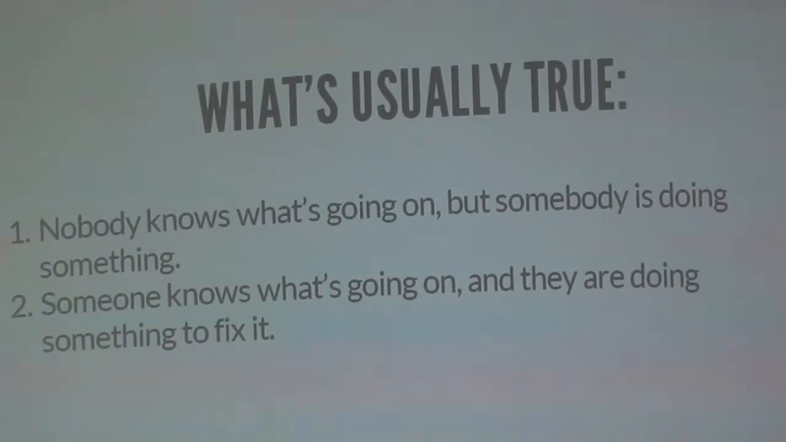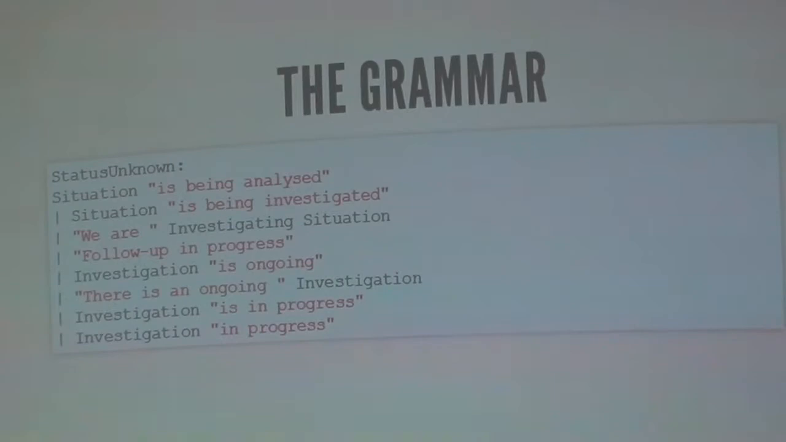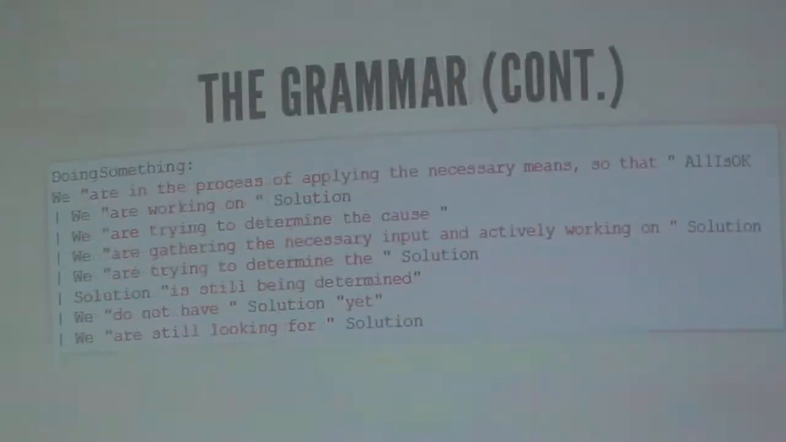Let's focus on the first one. How could we define a grammar to say that nobody knows what's going on yet, and we're doing our best to improve upon the situation? So, how can we say that the status is unknown? Like this, for example. How could we say that somebody is doing something? Like this. And all that's left are some synonyms for we, for solution, and for perhaps the most important term, all is okay.